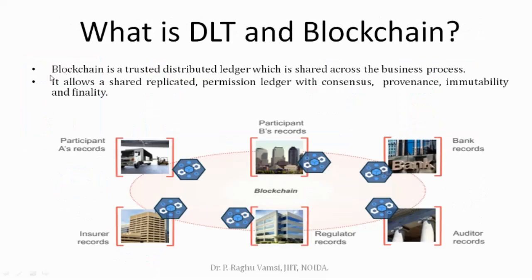So here, blockchain is a trusted distributed ledger which is shared across the business processes. It allows the shared replicated ledger, which is nothing but the same transaction being replicated to all the participants in the network. And permissioned ledger with consensus: the witnesses have to reach a consensus on whether the transaction is correct or not.